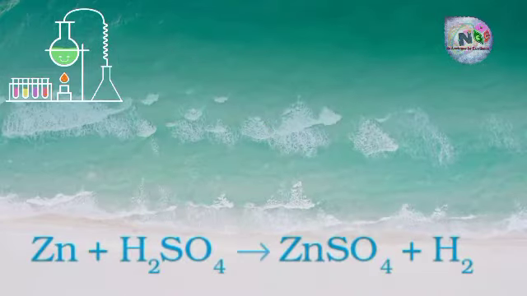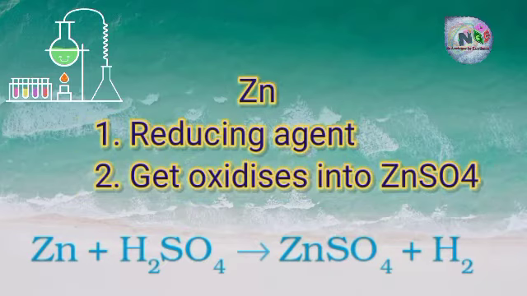Now let us consider a reaction between zinc and sulfuric acid. When zinc is reacted with sulfuric acid, it forms zinc sulfate and hydrogen gas. Here you will see that sulfuric acid is acting as an oxidizing agent because it is oxidizing zinc into zinc sulfate and getting reduced to hydrogen gas by gaining 2 electrons.